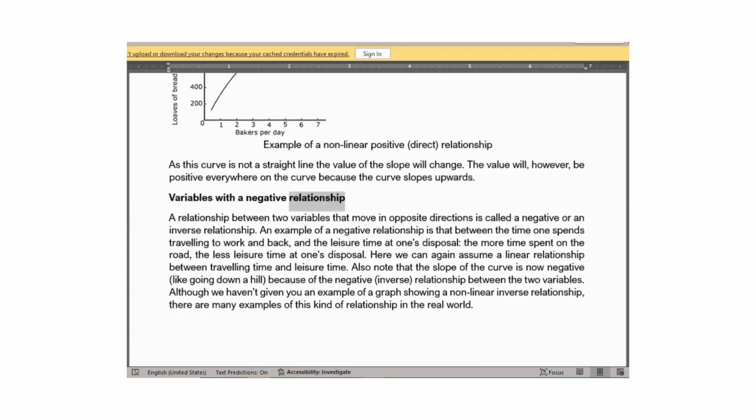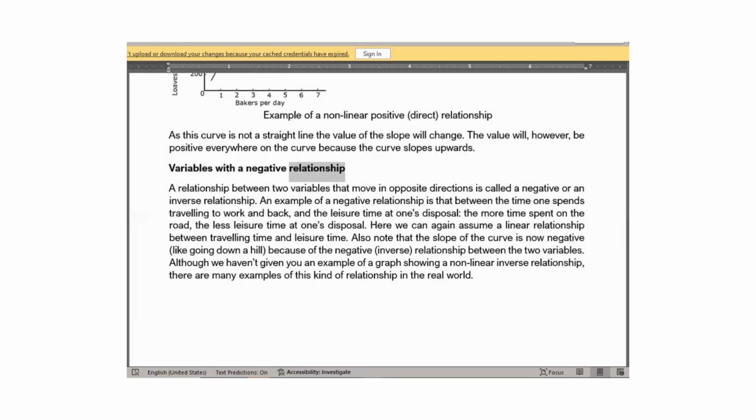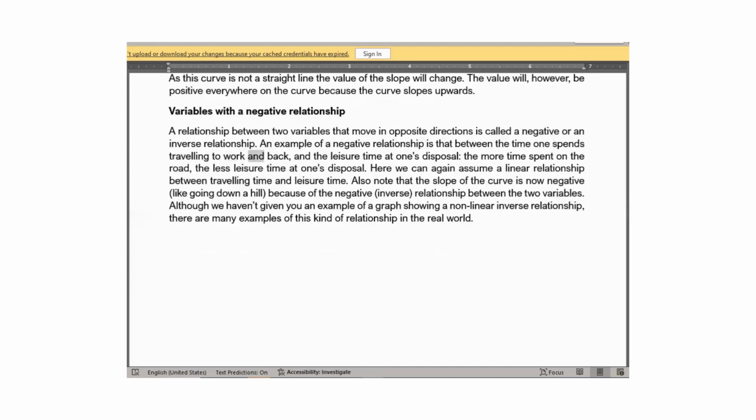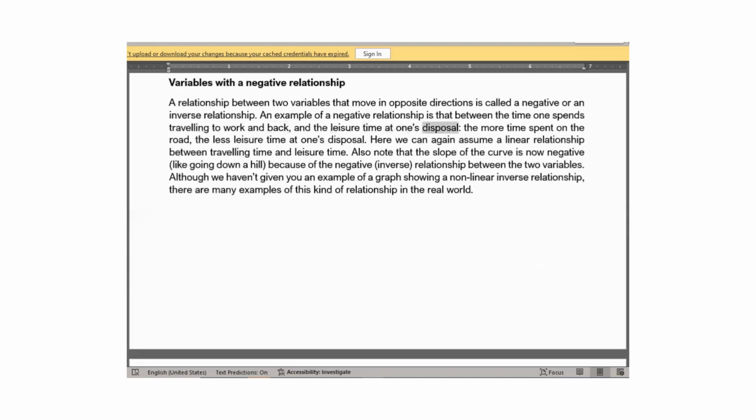Variables with a negative relationship. A relationship between two variables that move in opposite directions is called a negative or an inverse relationship. An example of a negative relationship is that between the time one spends traveling to work and back, and the leisure time at one's disposal. The more time spent on the road, the less leisure time at one's disposal.